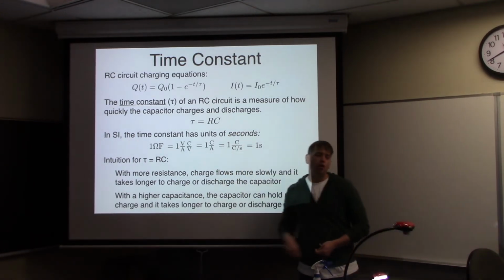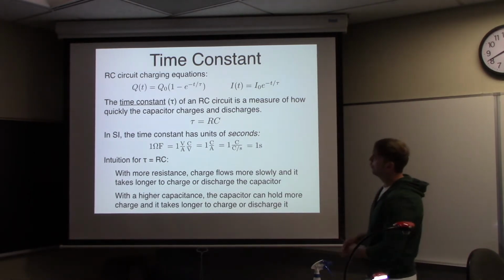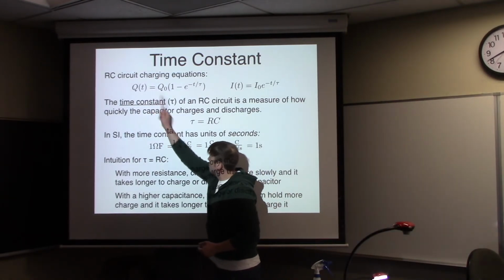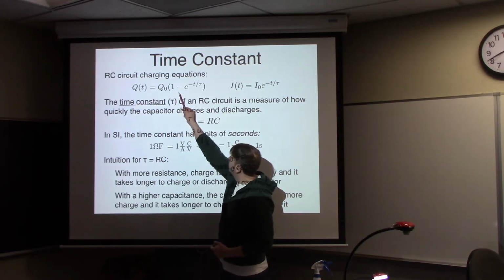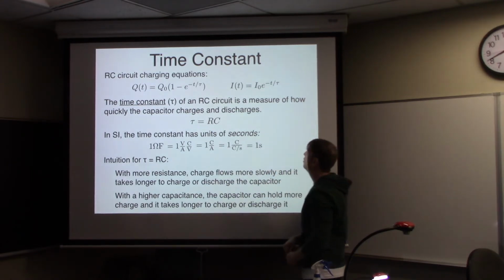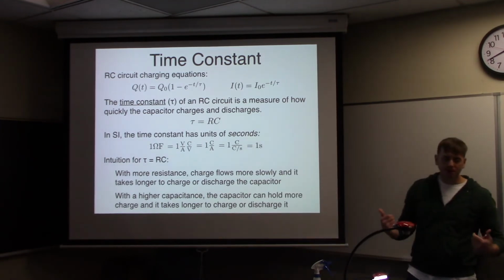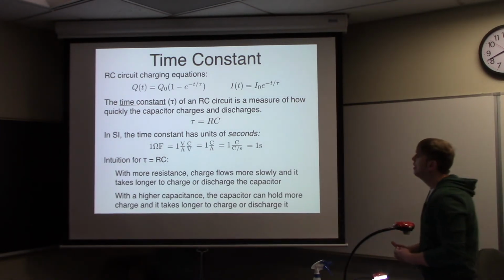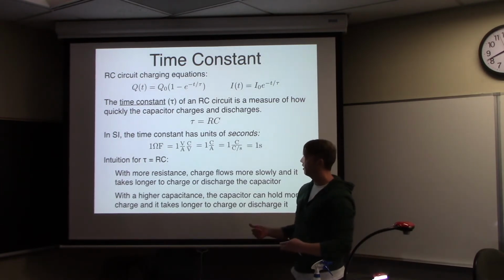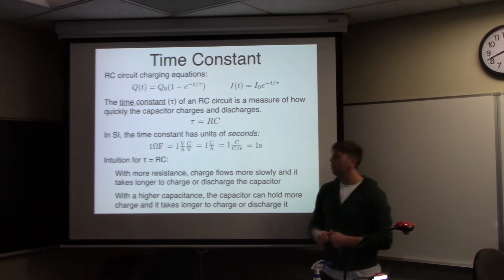Now, that product of R and C is appearing all over the place in our equations so far. So for instance, if we look at the charging equations that we just derived, the charge as a function of time is Q naught times 1 minus e to the minus t over tau. So the tau appears in the exponent, just like it does for the current equation. And so basically what the time constant is telling us is how quickly is the capacitor able to charge and discharge.